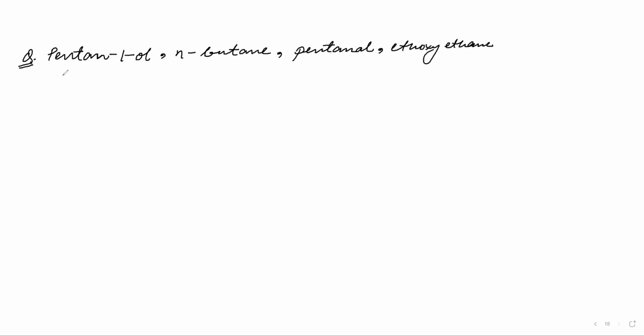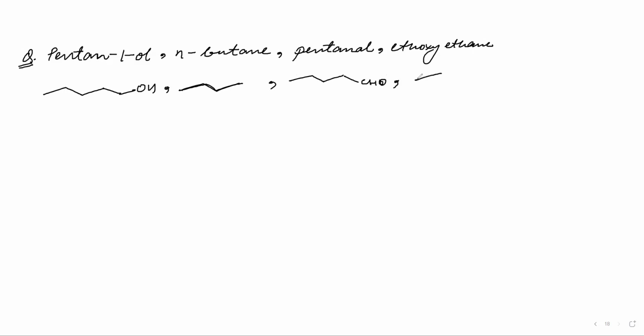Okay, just quickly doing this. Pentan-1-ol, that means 1, 2, 3, 4, 5 carbons and OH. And butane is 1, 2, 3, 4, normal butane. And then there is pentanal, so 1, 2, 3, 4, 5, and CHO. Now you have ethoxy ethane.